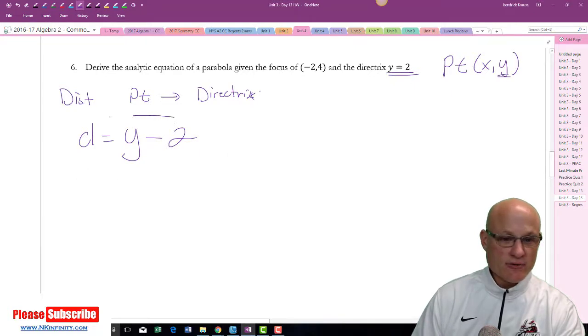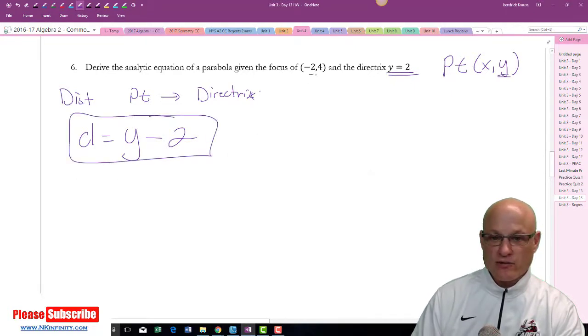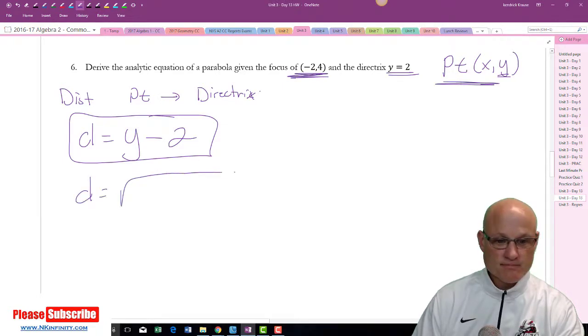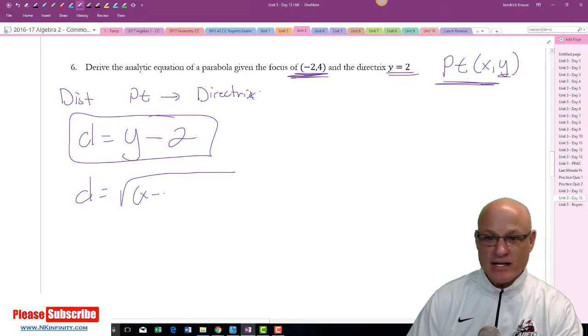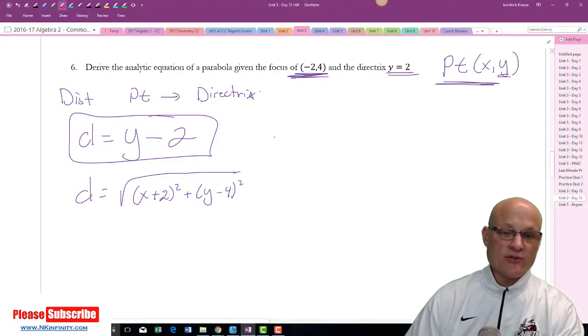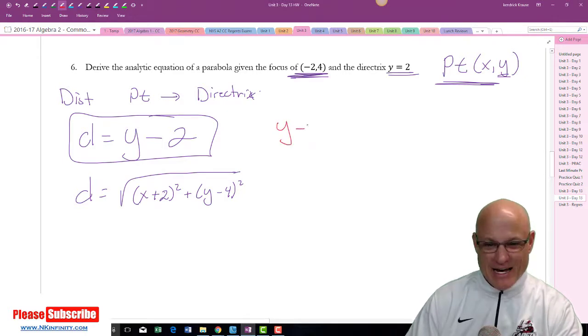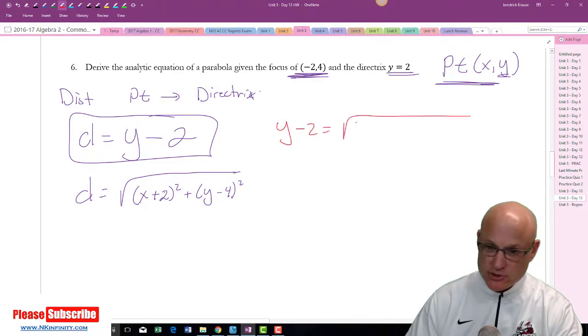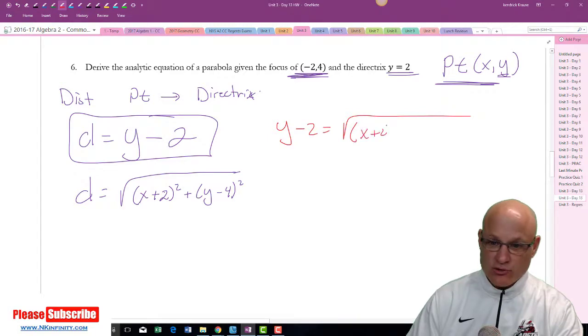That's my first distance. Now, between the 2 points, between the focus and the point, we're going to do the distance formula. It's x minus, well, it's minus negative 2, so it's really x plus 2 squared plus y minus 4 squared. All right, and we're going to set these two distances equal to each other. So we do y minus 2 equals the square root of (x plus 2) squared plus (y minus 4) squared.